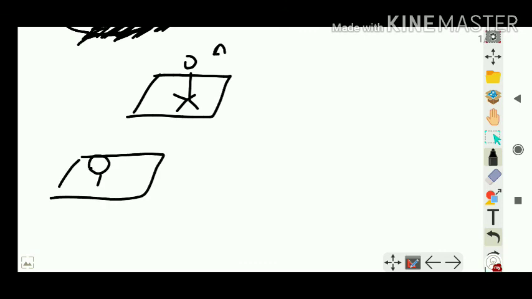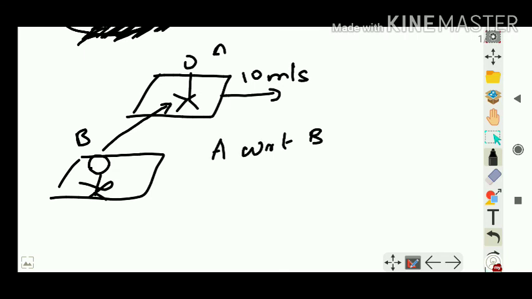Now, how are we going for the formula section? Let's say there is a person A residing here and a person B residing here. Let's say A is moving with a 10 meter per second velocity, and this is the first scenario. So with respect to B, who is the person looking at A, we talk about the velocity of A with respect to B.